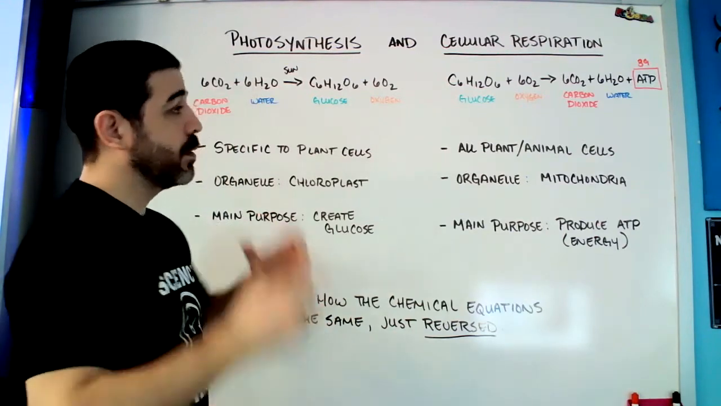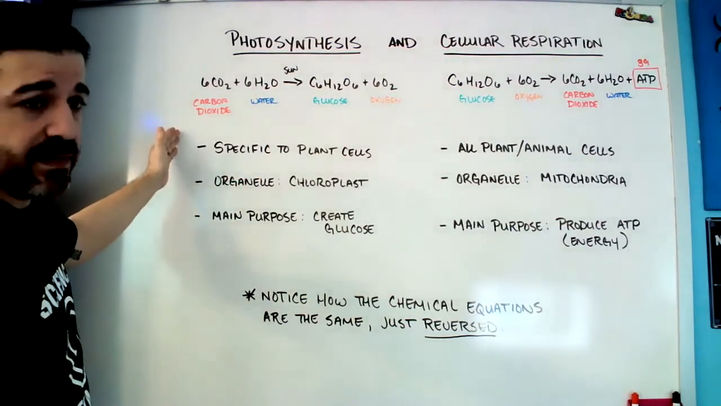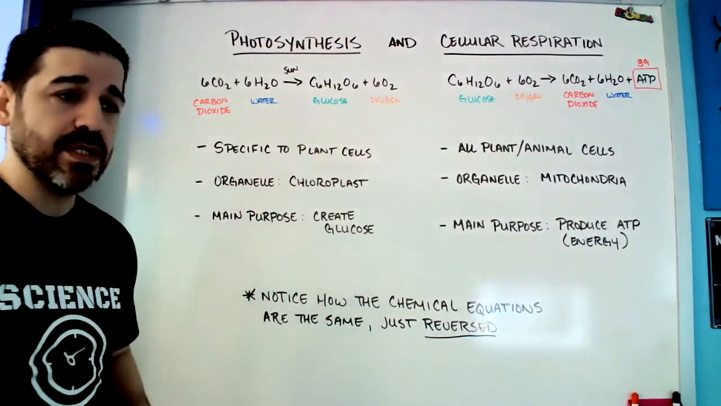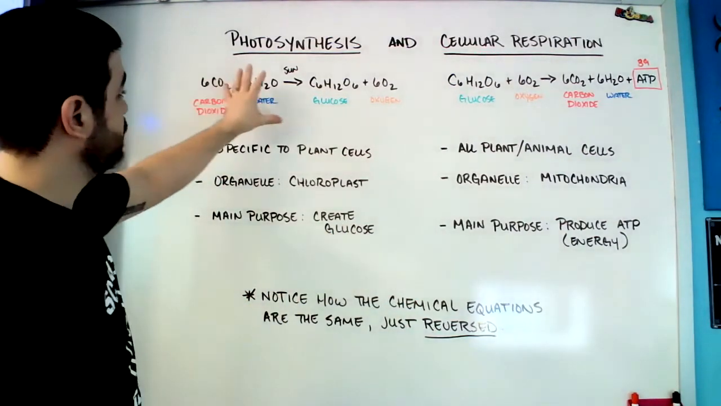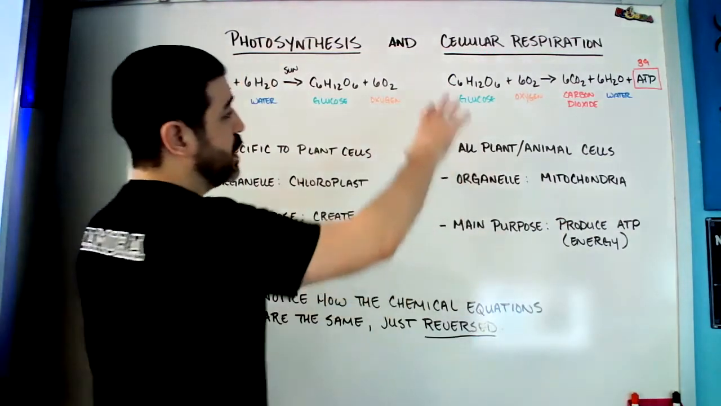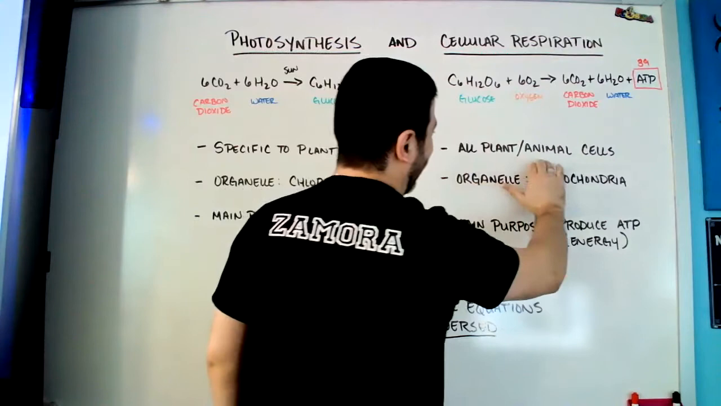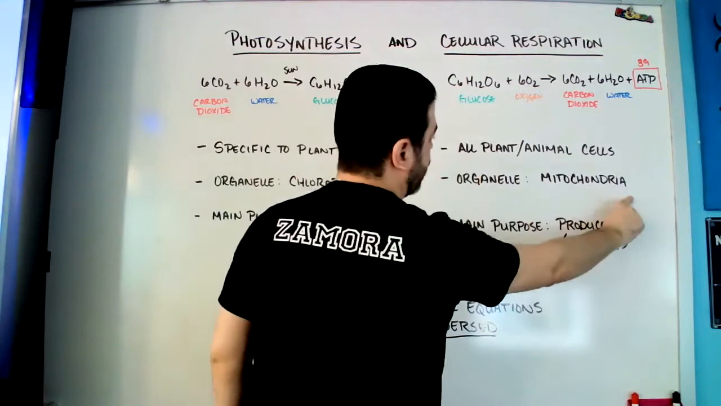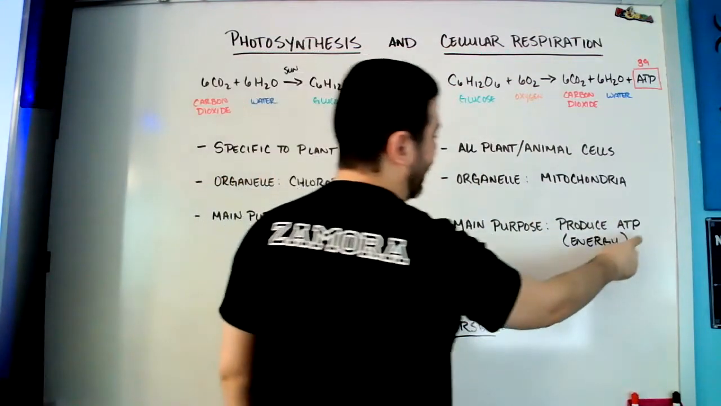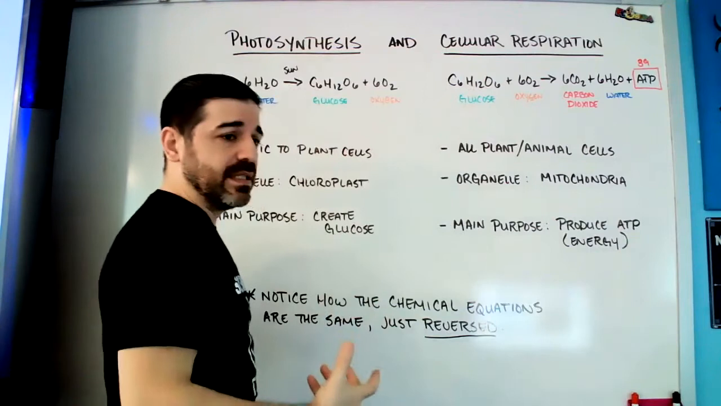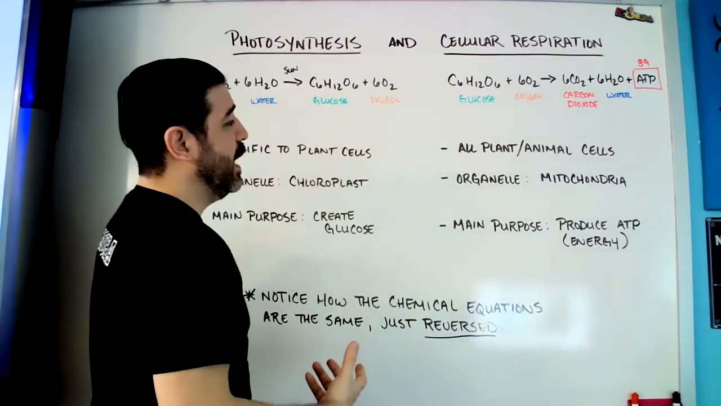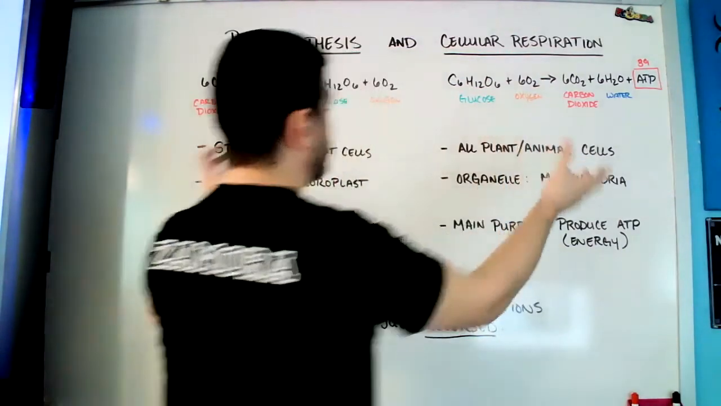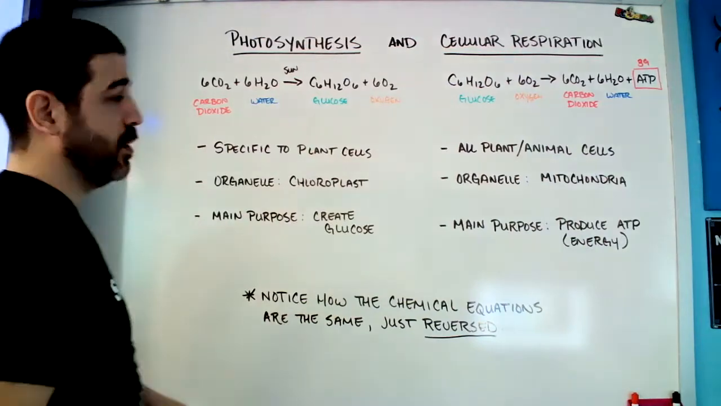All right, so quick recap. Photosynthesis is specific to plant cells, takes place in the chloroplast. Its main purpose is the production or the creation of glucose. Obviously, it's using carbon dioxide, water, and the sun to do this. For cellular respiration, this is for all plant and animal cells. Don't forget, plants do this too, right? The organelle involved is the mitochondria. Its main purpose is the production of ATP, which is the energy currency that cells are going to use to carry out their functions. And as I mentioned for, I think, the third or maybe fourth time, these two equations are essentially the same thing, just reversed.